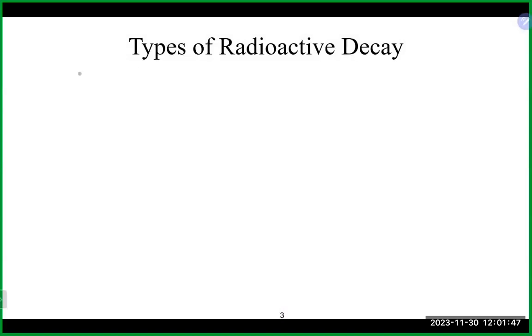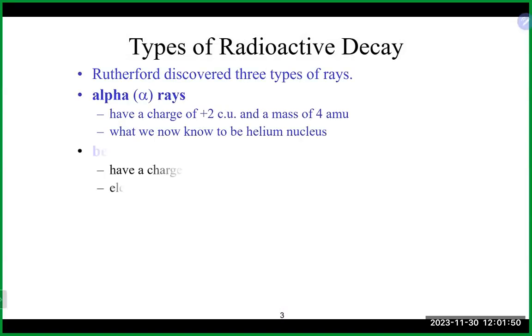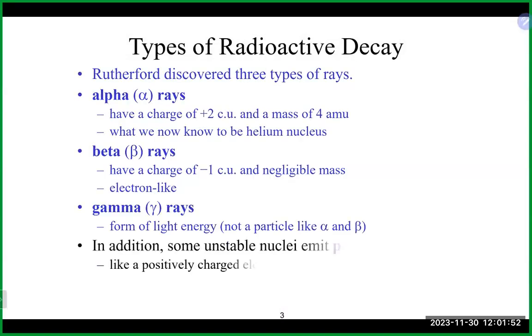So there are different types of radioactive decay particles and symbols that we see a lot in nuclear chemistry. Remember our friend Rutherford, who did the gold foil experiment. I'm impressed, that's very good. We're going to put that on the final.